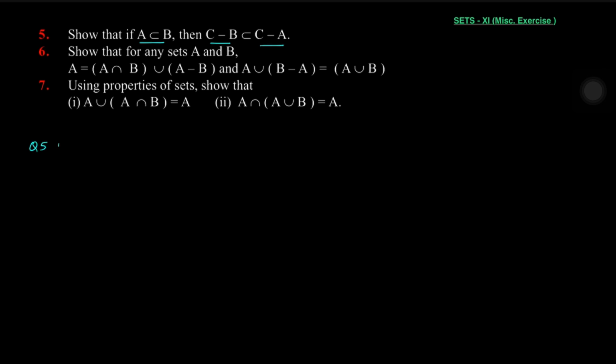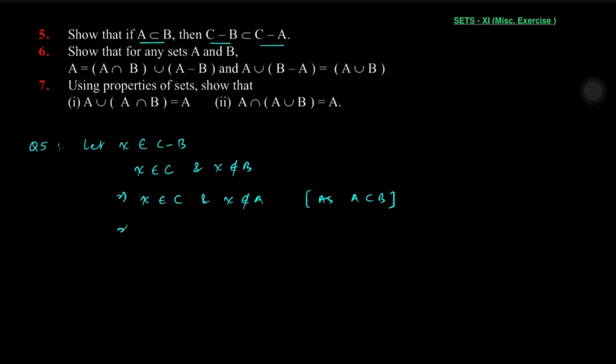So question number 5. Let us suppose we have an element X which belongs to C minus B. This means that X belongs to C and X does not belong to B. This will imply that X belongs to C and X does not belong to A, as A is a subset of B. So this implies that X belongs to C minus A. Therefore, C minus B is a subset of C minus A.